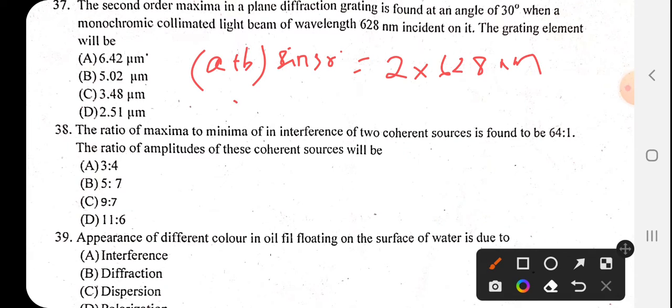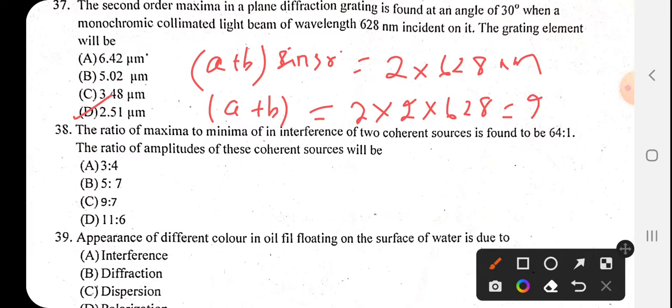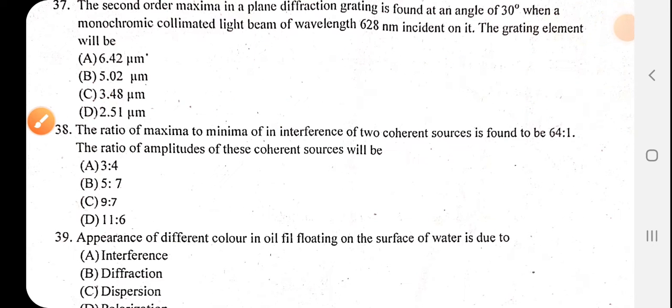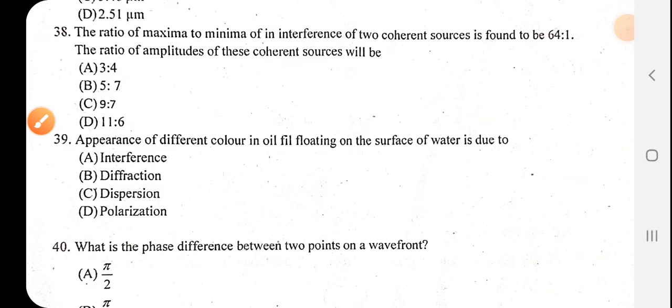So from this, when we find a plus b, sin 30 is half, which goes to the right side, so it becomes 2 into 2 into 628. Solve it. After solving, the answer will be option D, that is 2.51 nanometer. Now question number 38: the ratio of the maxima to minima of an interference of two coherent sources is found to be 64:1.